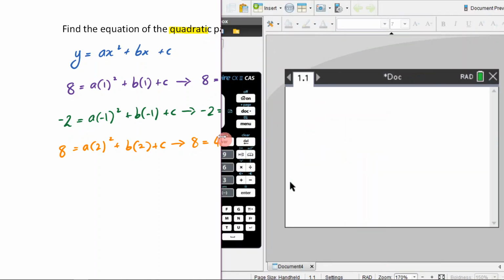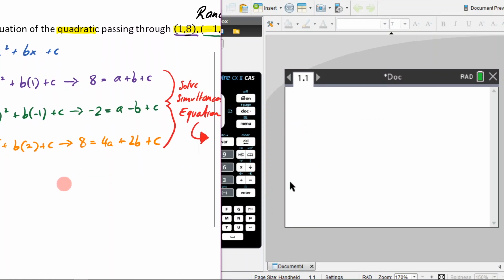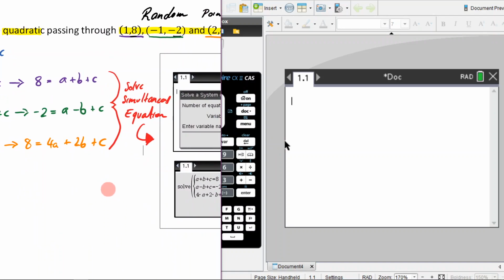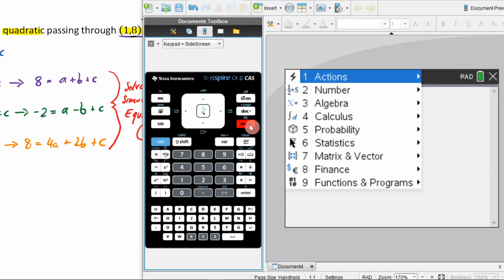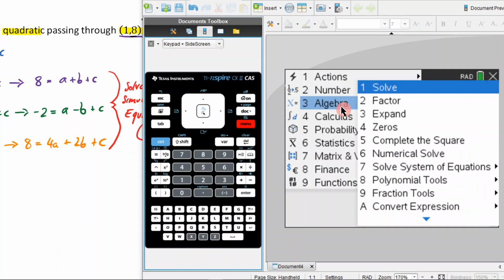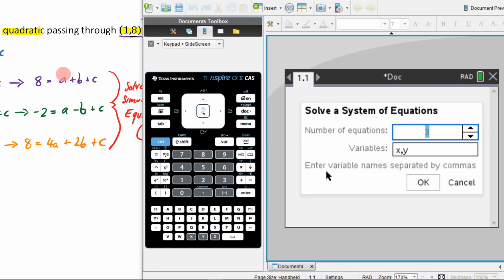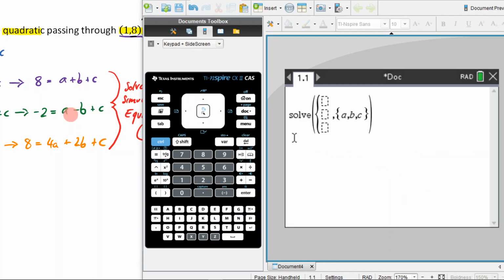We're going to come over here and I'm going to sub these equations in, and see how we go. So let's come over here. Menu, algebra, solve system of equations. First one, solve system of equations. There are 3 equations, 1, 2, 3. My unknowns, or my variables, are a, b, and c. So I'm going to go a, b, and c. I hit OK.